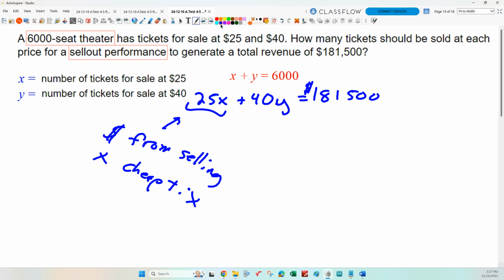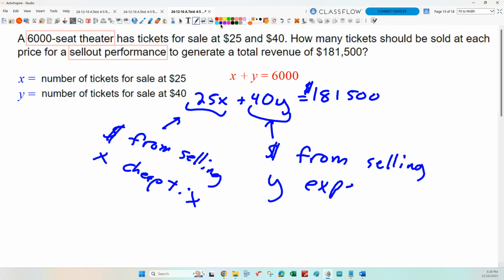And what's 40Y? $40 per ticket times Y tickets, that's the number of expensive tickets. Isn't this whole thing right here just the dollars from selling Y expensive tickets? Does that make sense? Okay, and there's our system. How would we probably solve this one? Matrix. Probably matrix because it's in standard form.